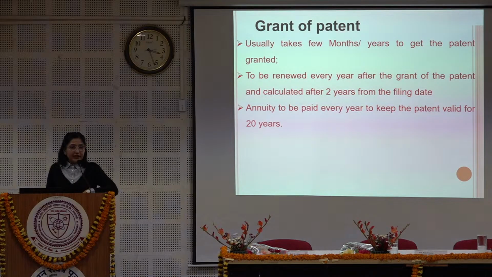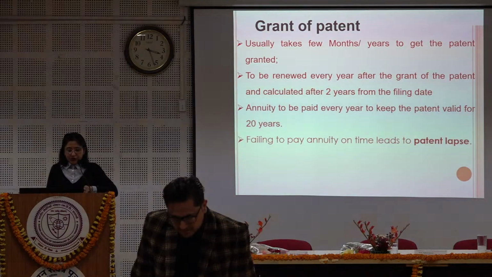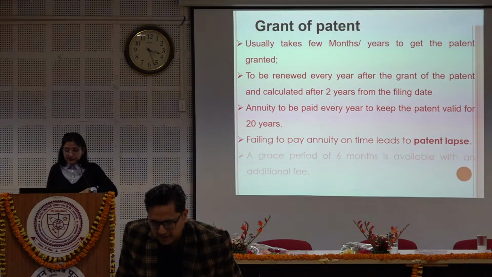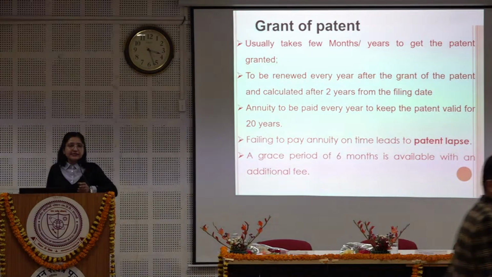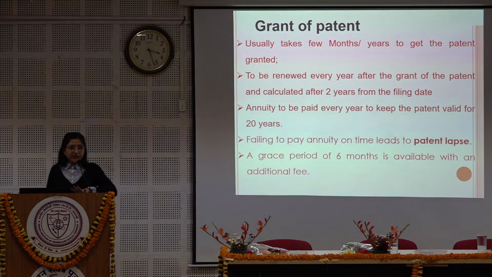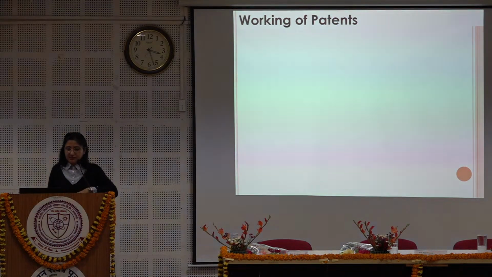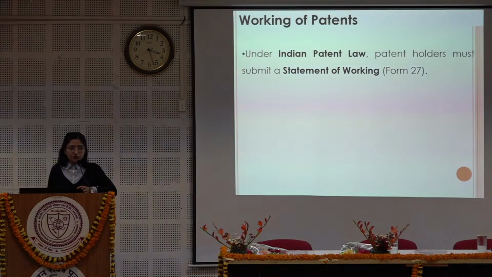So the annuity needs to be paid every year for the patent to be valid. Failing to pay the annuity on time may lead to patent lapse. And usually if there is a lapse, the patent office is very smart. They keep giving you deadlines, and with extra fees they keep extending. With extra fees, you can again pay your annuities if you have missed the date. For working of patent through Form 27, you need to give a statement that your patent is still functional. You are working on your patent. It is not the case that no one is working on your patent.